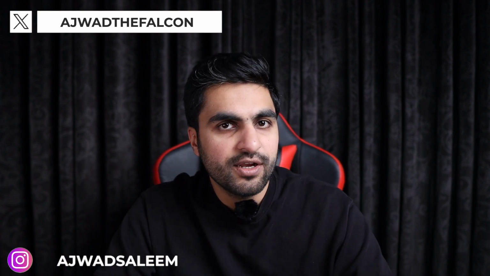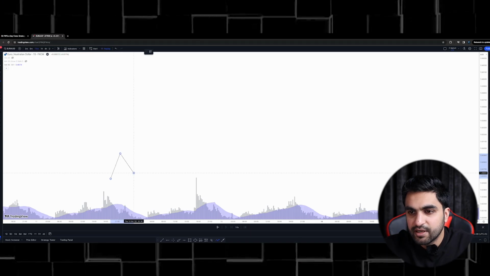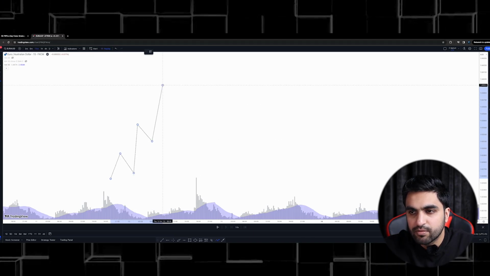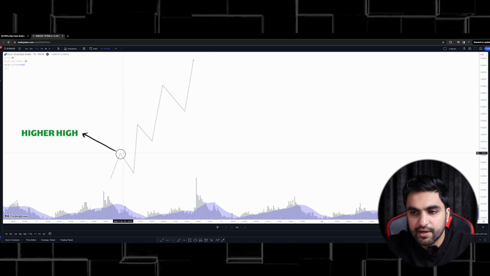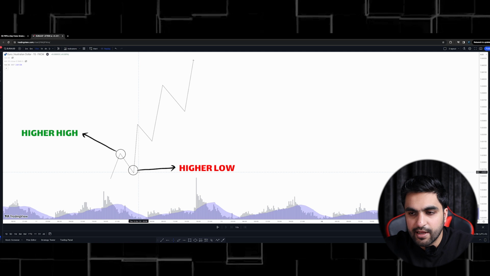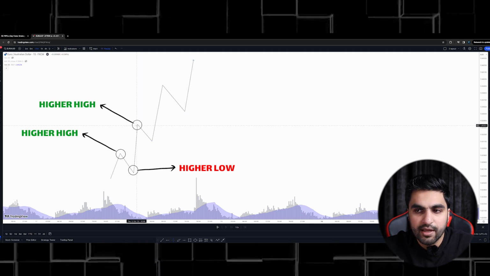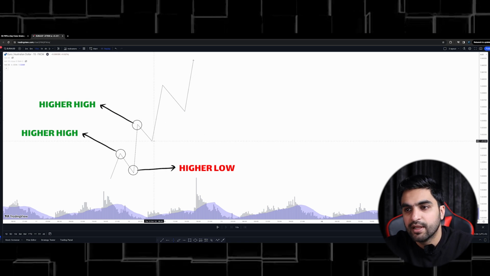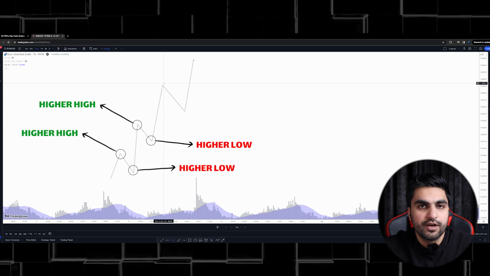So for the uptrend, the market is always making higher highs and higher lows. For the downtrend, the market is going in a lower low and lower high sequence. That means when the market is going up, it's always making a higher high and higher low sequence similar to this. This is going to be a higher high. This will be our higher low, which gave the support to the market to make a new higher high, which was higher than the previous one. And then when it pulled back, it created a higher low again before making a new higher high.